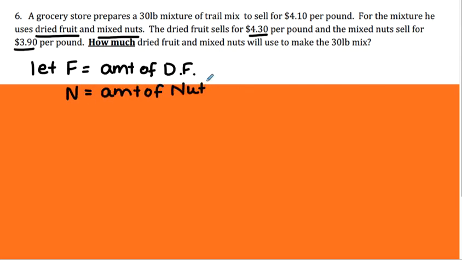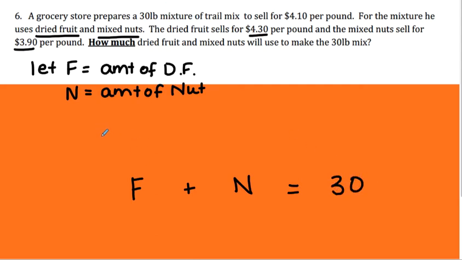Now they said they're going to mix fruit and nuts and they're going to make 30 pounds of it. So that's the total amount. So that's my first equation: F plus N equals 30. But it's always the second equation that kids get stuck on.